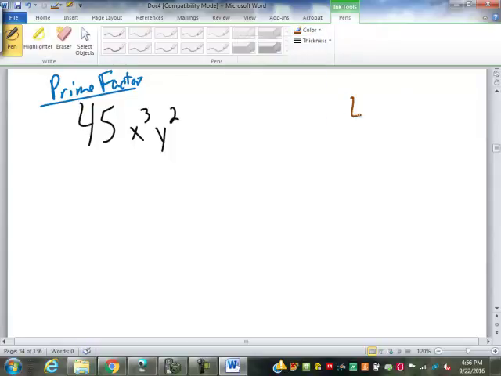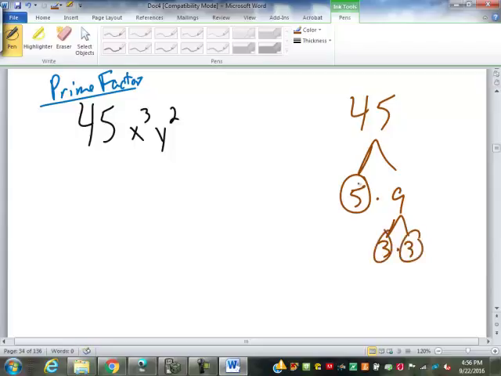Well, I have to factor the number first. What's anything that divides into 45? 5. Good. 5 times 9. 5 is prime. I'm done with it. How about the 9? 3 times 3. Both of those are prime. So 45 is 3 times 3 times 5.